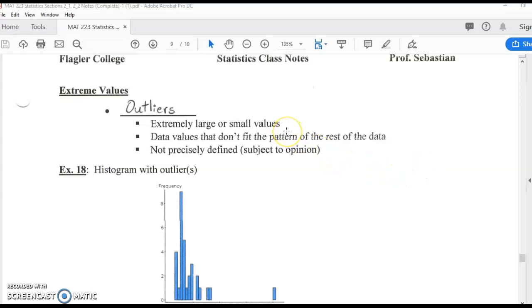So here on page 16, extreme values are what we call outliers. They're extremely large or small values. They're data values that don't fit the pattern of the rest of the data. Right now, I'm going to leave it not precisely defined. It's kind of subject to opinion, so you just look for values that are separated away from the rest of the data. We'll have a rule of thumb later, but for now we'll just look at the data and have an opinion on whether it's an outlier or not.